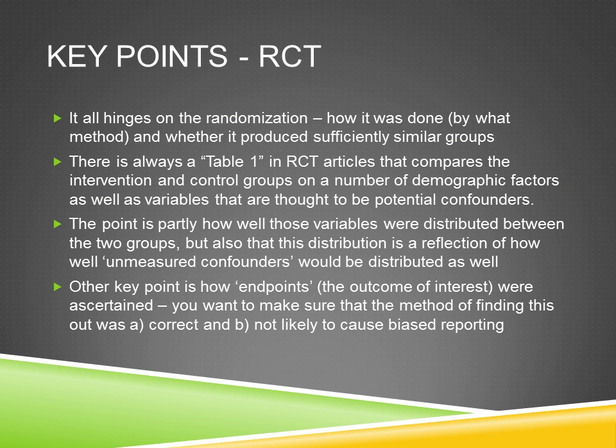The key point about an RCT is it all hinges on the randomization, how it was done, by what method. Was it a random number generator? Was it like everybody on Monday got assigned to this group and everybody on Tuesday got assigned to that group? You can think of lots of different ways to do it. Many of them inherently could have problems. You need to produce sufficiently similar groups via the randomization.